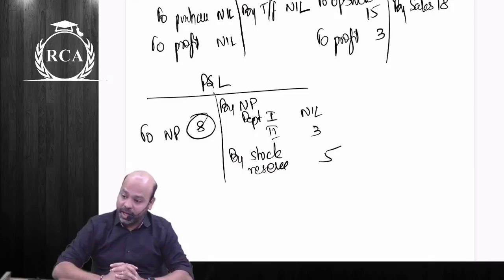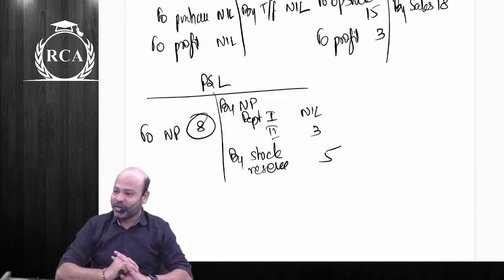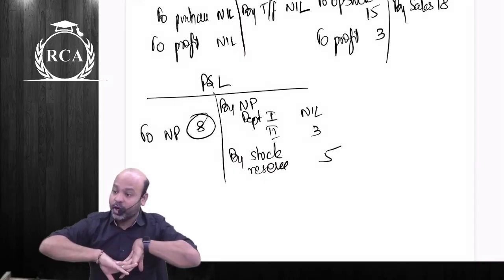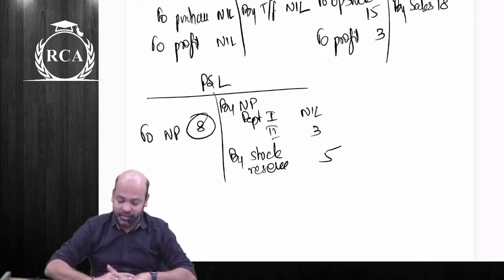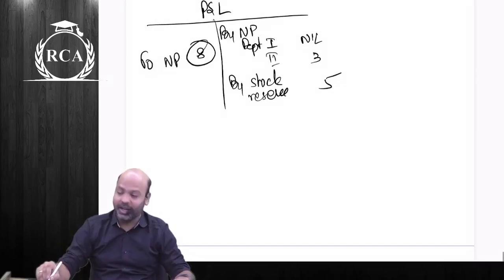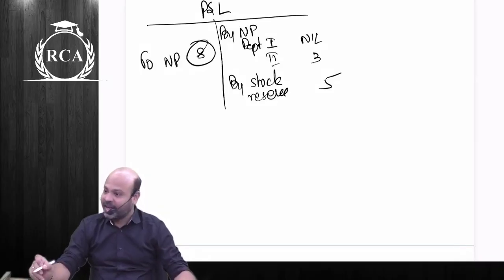Collectively, beta, they as a unit made a profit of how much? 8 rupees. Are we clear, beta? Yogita made a profit of 5 rupees. Pratham made a profit of 3 rupees. But collectively, beta, the total profit will be 8. There will be no unrealized profits. Are we clear about this?